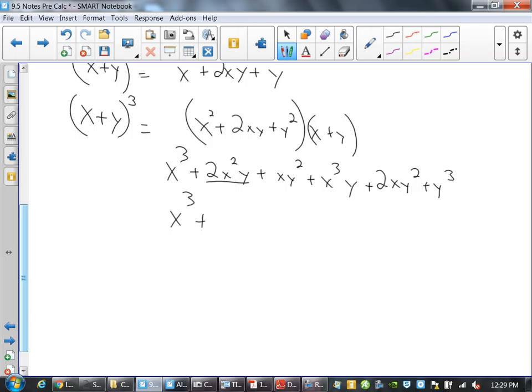This is not supposed to be x cubed here. I think I got ahead of myself. This is x squared y. Sorry about that. So that should be 3x squared y. And it's going to be 3xy squared. And then we're left with the y cubed.